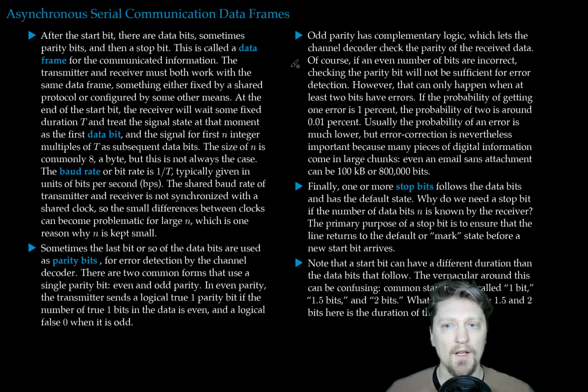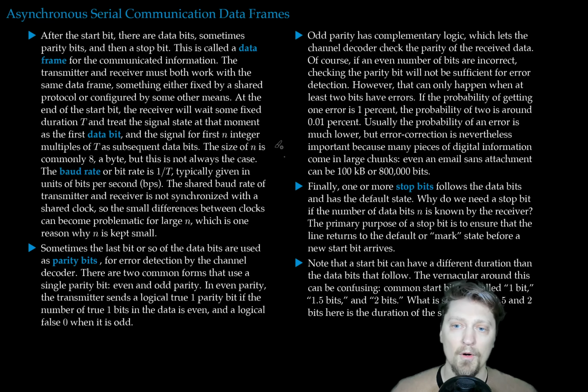Of course, if an even number of bits are incorrect, checking the parity bit will not be sufficient for error detection. However, that can only happen when at least 2 bits have errors. If the probability of getting 1 error is 1%, the probability of 2 is around 0.01%. Usually, the probability of an error is much lower, but error correction is nevertheless important because many pieces of digital information come in large chunks. Even an email sans attachment can be 100 kilobytes or 800,000 bits.